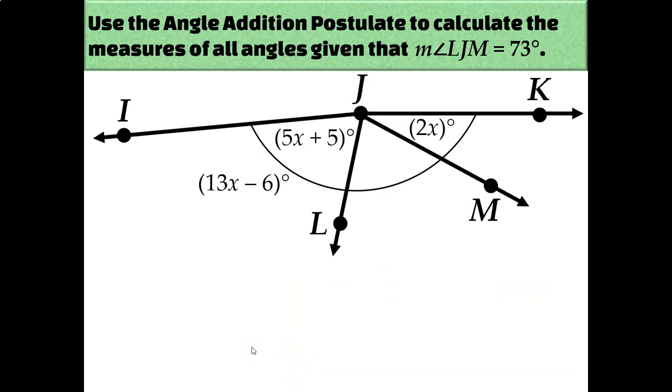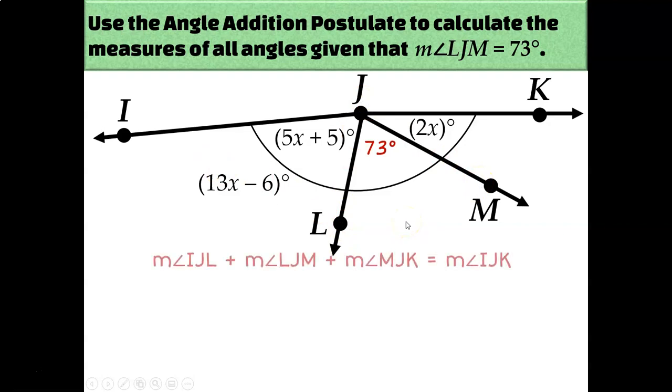Alright, our last example here is the most challenging, but it's the same concept as the other ones that we've seen so far. But before I set up my angle addition postulate equation, I want to label my diagram with the information from the directions so that I'm looking at a complete picture. It tells me that the measure of angle LJM is 73, so I'm going to go ahead and put a 73 right here at the vertex of angle LJM.